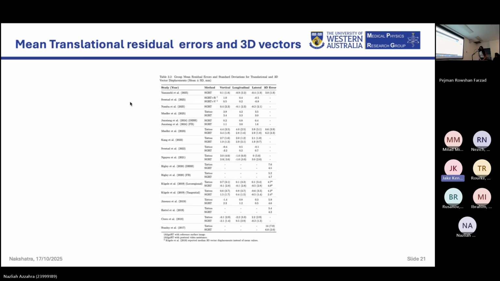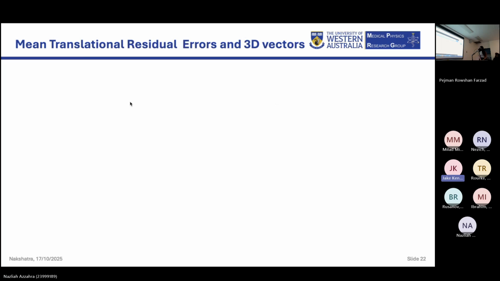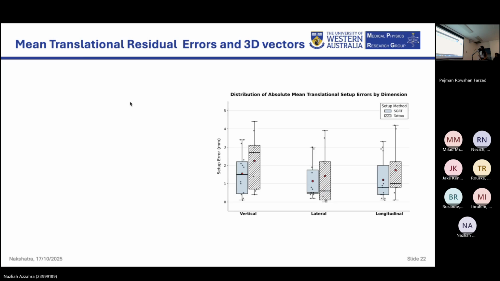This is a table that summarizes all the translational error data, which has been used to create a box plot for comparison. As you can see, the x-axis shows the translational axis, and the y-axis represents the errors in millimeters. The blue boxes represent SGRT, while the striped ones represent tattoos.